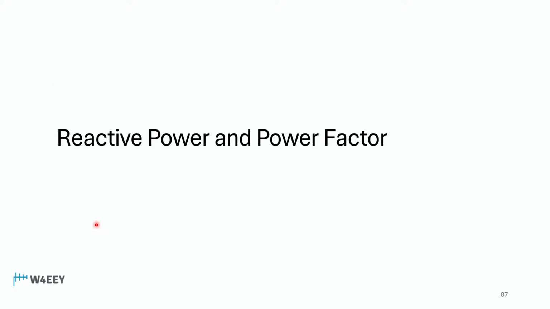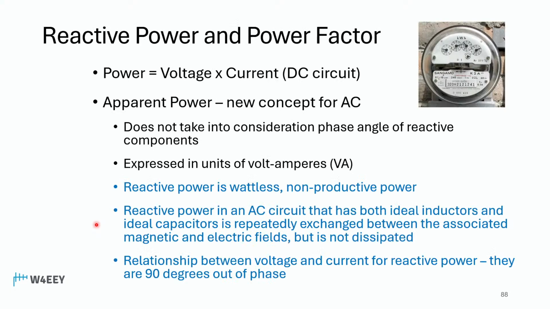Good. Now, reactive power and power factor. We're approaching the end, which is good. Used to be there were about seven or eight questions on the pool. Now there's only one or two, and they're real easy. So another concept that's worth knowing about. Now power in a DC circuit is voltage times current. Remember your PIE chart? Power equals voltage times current, DC circuit.